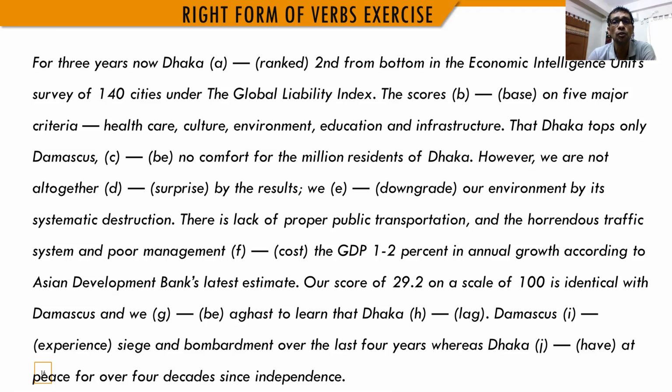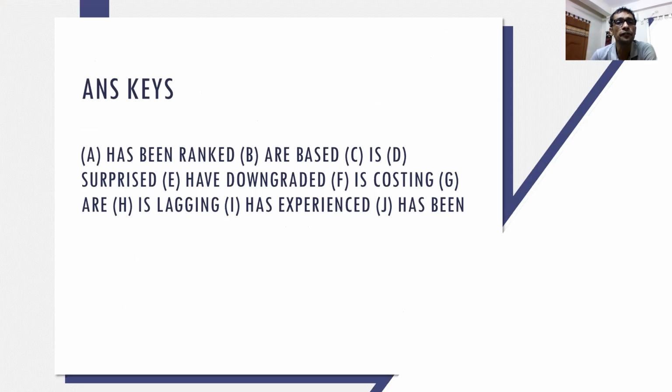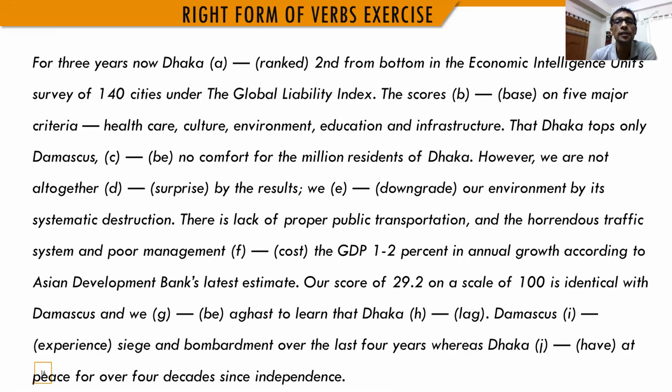The second one, the scores based on 5 major criteria. The scores is based on 5 major criteria. This is also very important for you because scores is actually a plural word. So are based, this is also passive. So are based on 5 major criteria: health care, environment, culture, education, infrastructure.